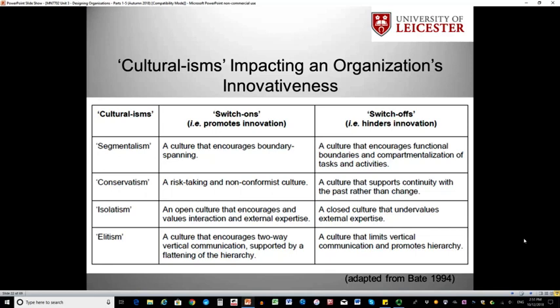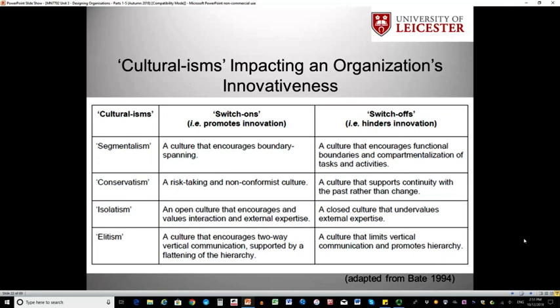And he thought about a number of culturalisms, and by culturalisms he's talking about dimensions of culture within the organisational culture. And he was looking at what he calls switch-ons, things that promote innovation, and things which are switch-offs in relation to the culture, switch-offs being things that hinder or discourage innovation. And he came across, from his research, what he saw as 4 different cultural dimensions or culturalisms.